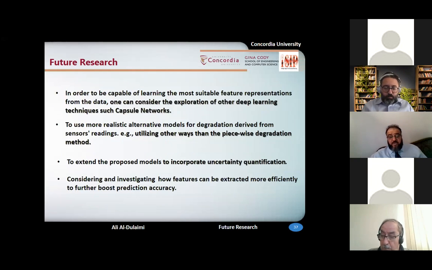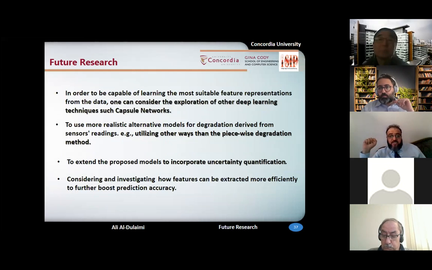For future research, one can consider the exploration of deep learning techniques such as capsule network, or utilizing other ways than the piecewise degradation model for labeling the training data, or incorporating uncertainty quantification, in addition to investigating how features can be extracted more efficiently to further boost prediction accuracy.